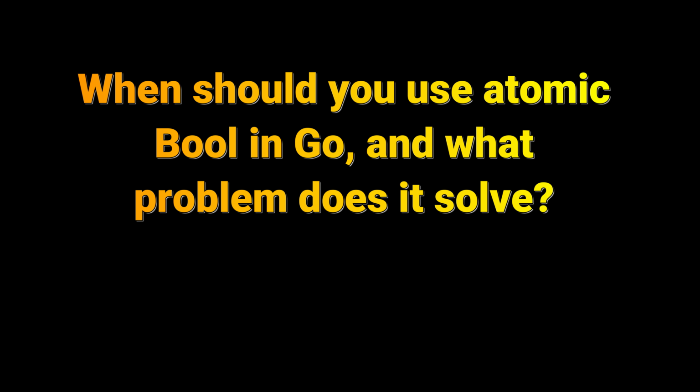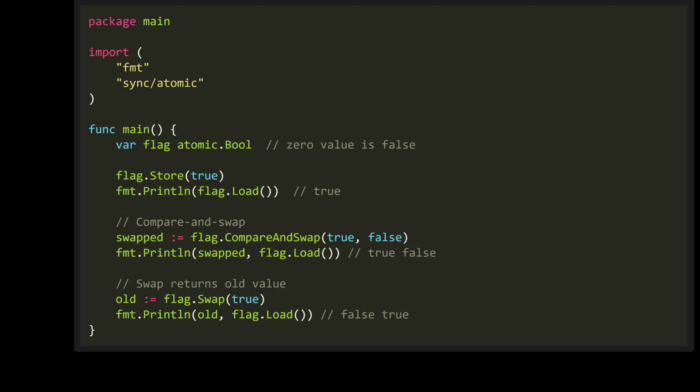Question: when should you use atomic.Bool in Go, and what problem does it solve? Answer: in Go, you use atomic.Bool when a Boolean value is shared between multiple goroutines and can be read or changed at the same time. A normal bool is not safe for concurrent access and can cause data races. The atomic.Bool type, available since Go 1.19, lets you safely store, load, swap, and compare Boolean values without using a mutex. It is useful for flags like stop signals, enabled switches, or feature toggles in concurrent programs.